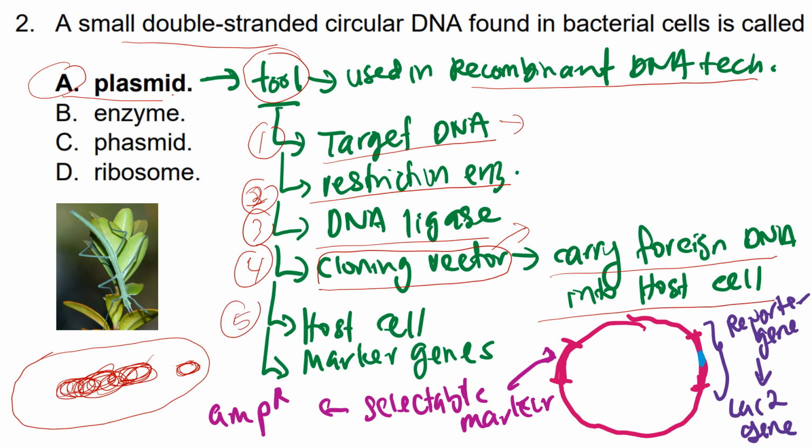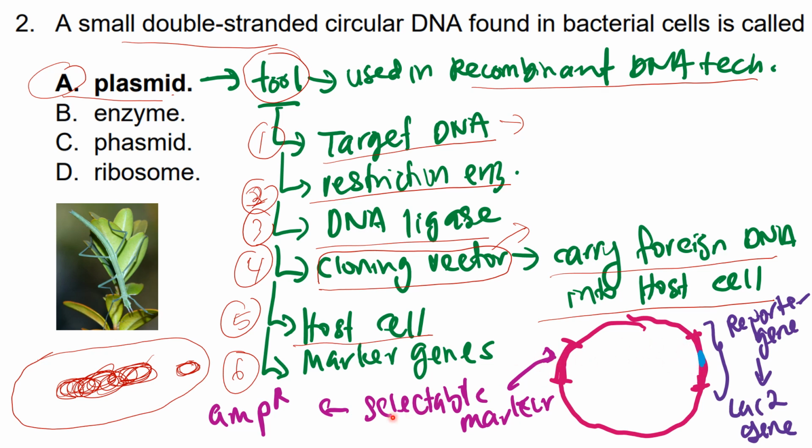The fifth tool used in recombinant DNA technology is the host cell. The most commonly used host cell is the bacterial cell. And then you need the marker genes. Marker genes are found in the plasmid. For example, as you can see in what I've drawn, here you have the plasmid, and the plasmid will have 2 genes.